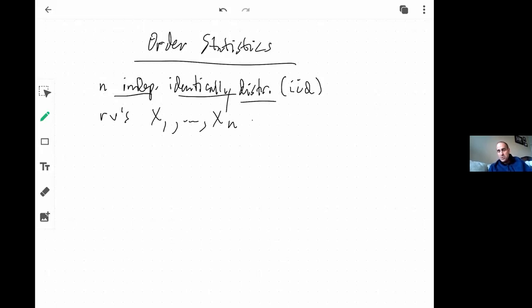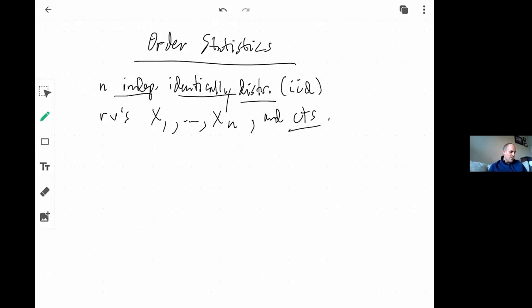I don't care what distribution they're from, as long as, by the way, I'm going to assume that these are continuous random variables. Other than that, I don't care what distribution they come from. There is a way to develop this whole theory in the discrete context also, but we're just going to be talking about the continuous situation. So we're going to assume that they are continuous. That's the other assumption that we're going to make.